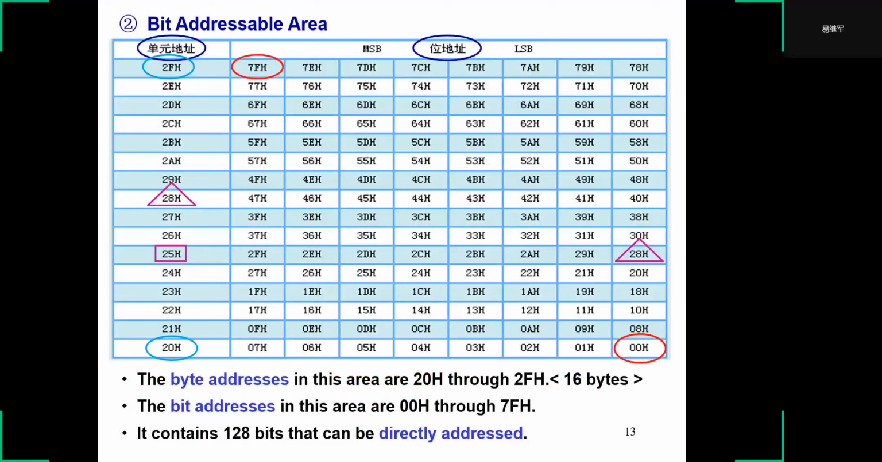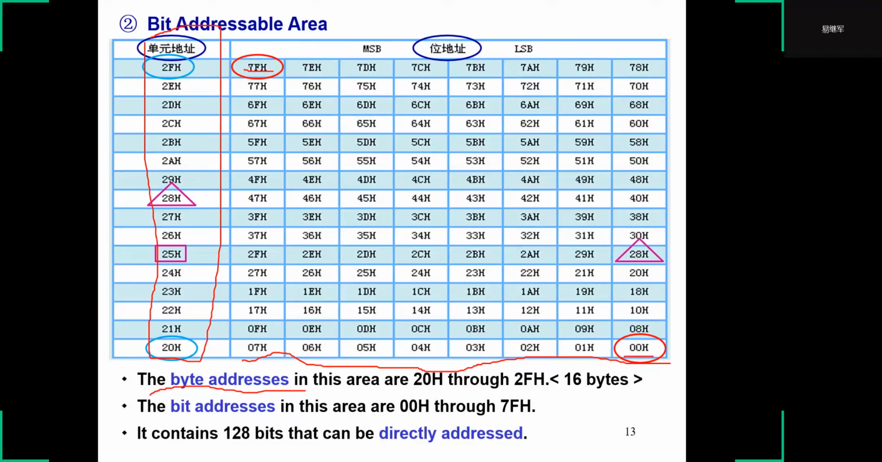Here is the bit addressable area. Every register has 8 bit addresses. Here is a byte address, and here is a bit address. Bit addresses start from 00H to 7FH.